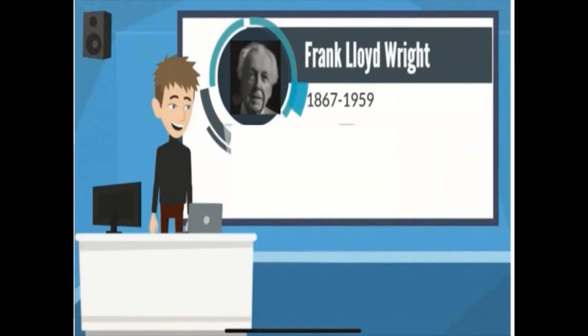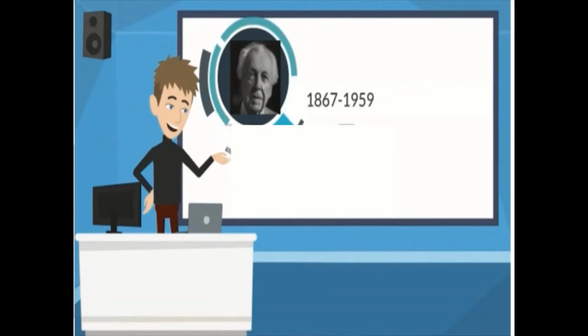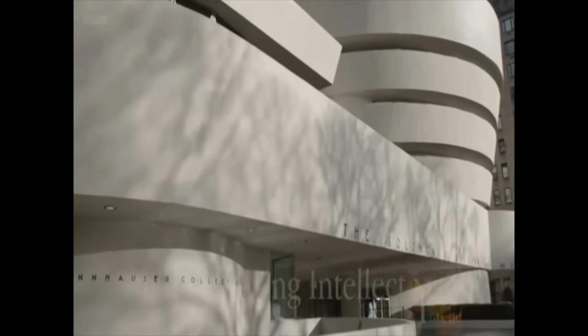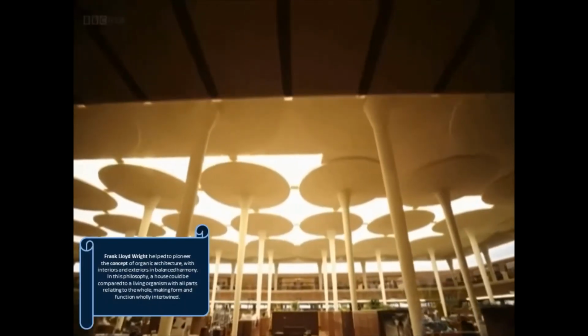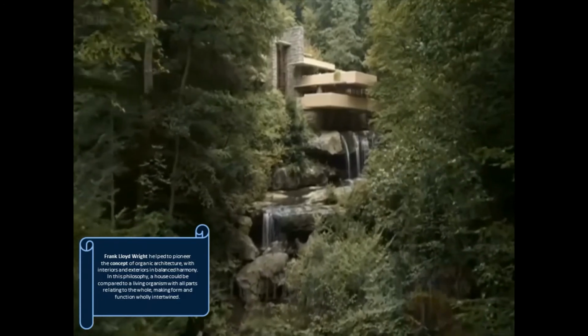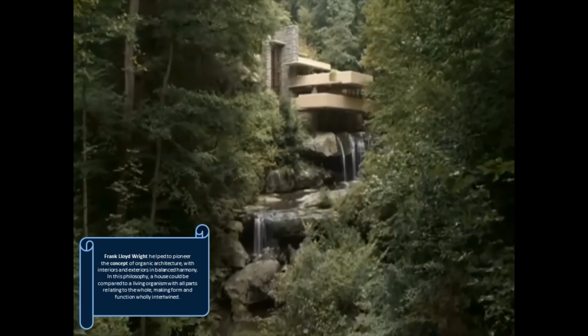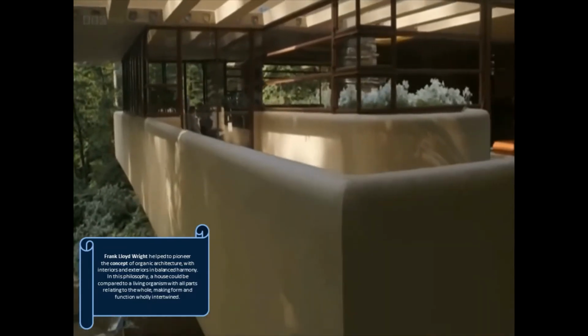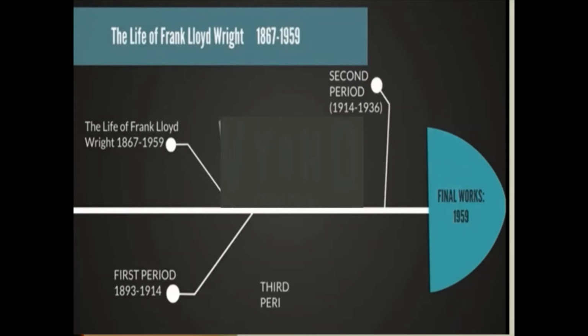Frank Lloyd Wright, 1867 to 1959. Frank Lloyd Wright helped to pioneer the concept of organic architecture, with interiors and exteriors in balanced harmony. In this philosophy, a house could be compared to a living organism with all parts relating to the whole, making form and function one. Frank Lloyd Wright's career is divided into 5 steps.